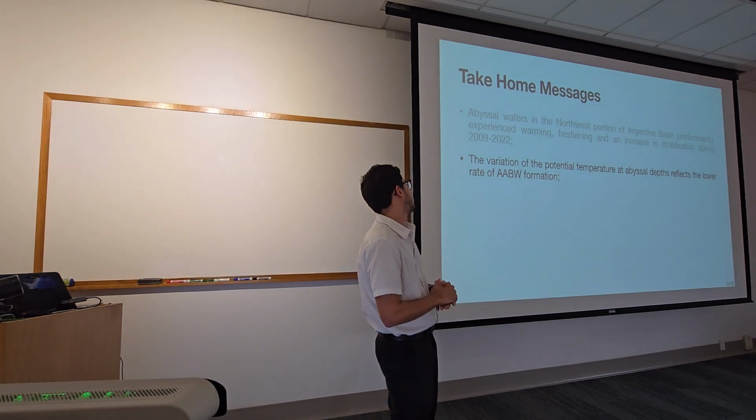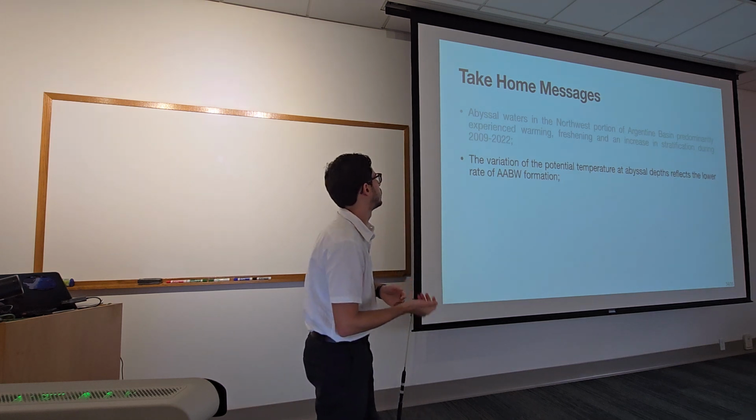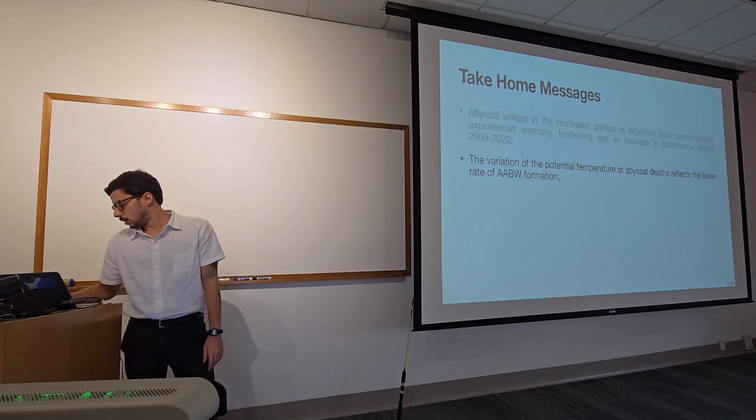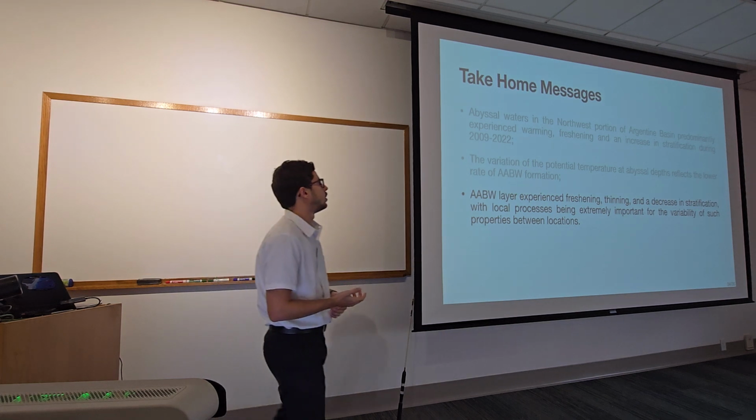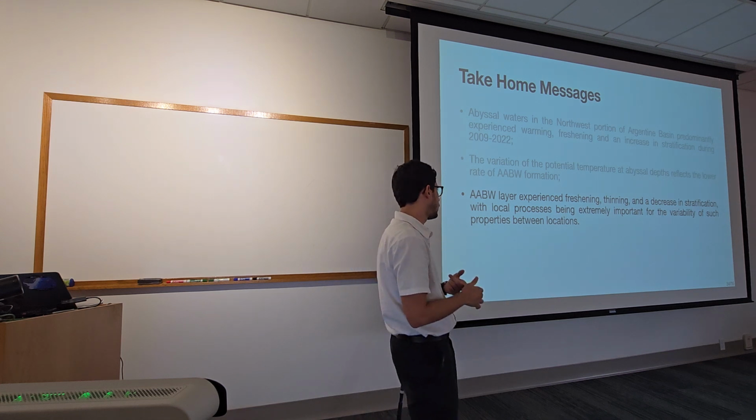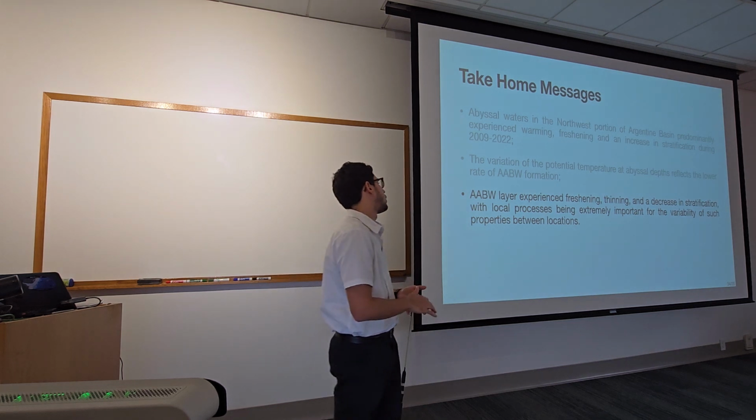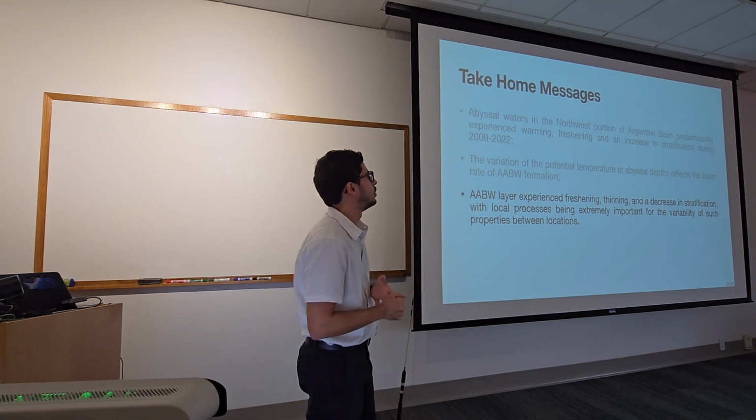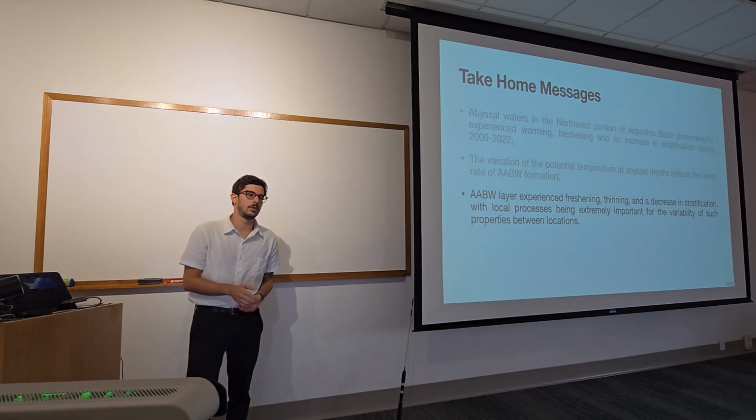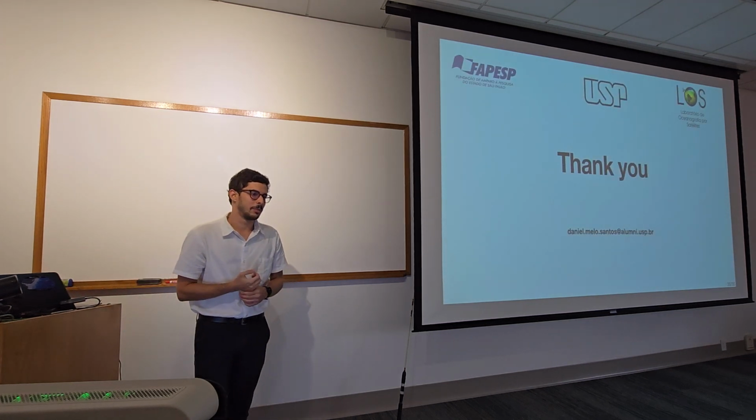Now, we speculate that the variation of the potential temperature at abyssal depths reflects the lower rate of formation of the AABW. So this warming is a result of less formation of the AABW, and the AABW layer experienced freshening and a decrease in stratification, remembering that the local processes could be extremely important to the variability of such properties between the locations. So that's why we have these differences between locations. And that's all. Thank you very much.